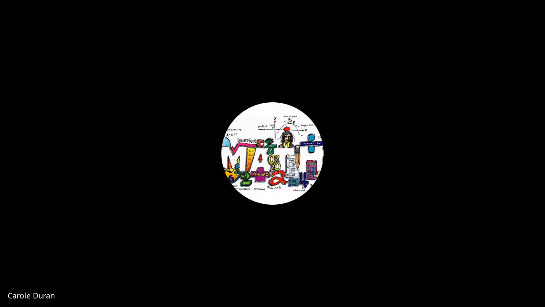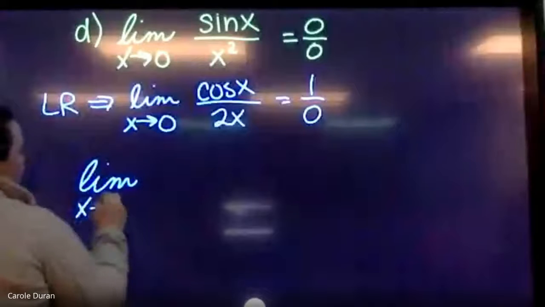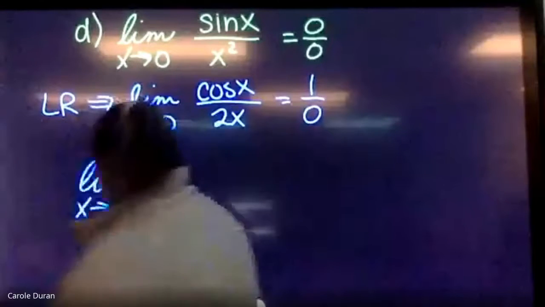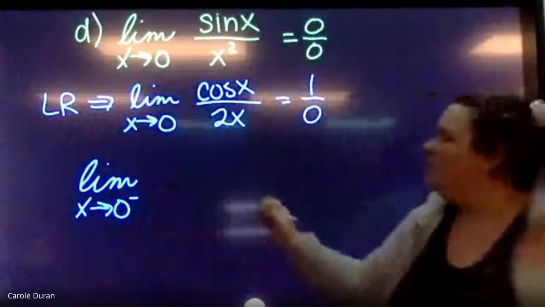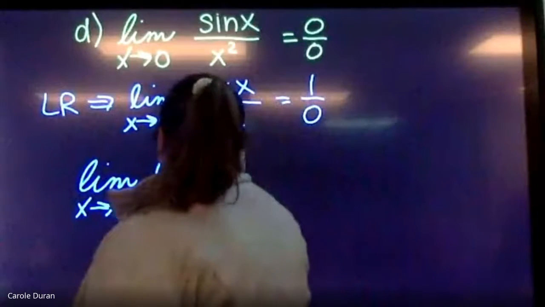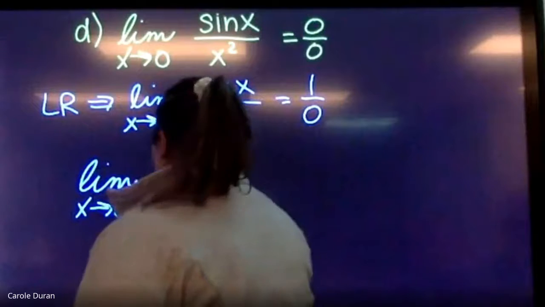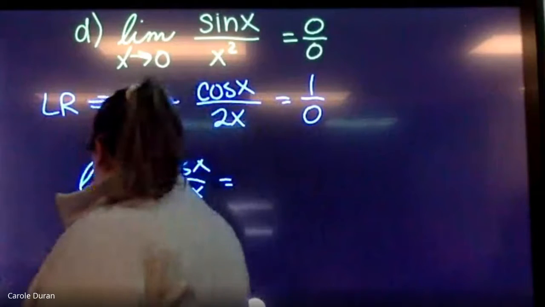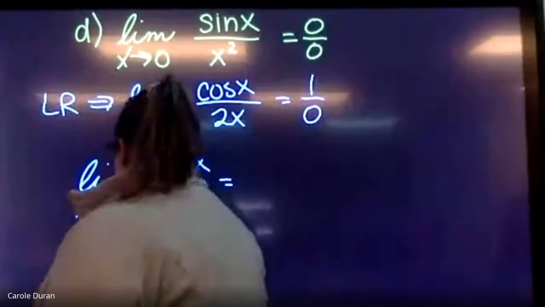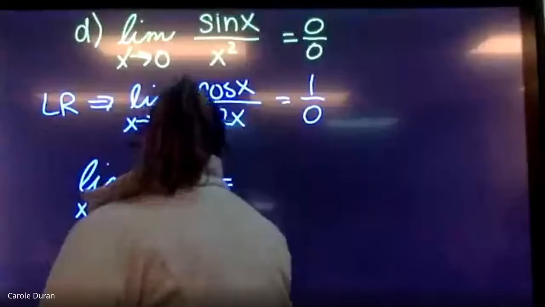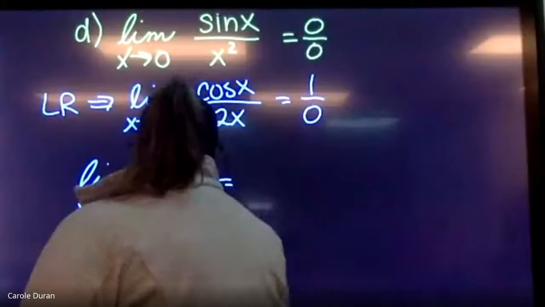And that's the way that we're going to practice now because it's been a while since we've done limits. Left and right. So we're going to do the limit as x goes to 0 from the left, which is 0 with a little negative, of cosine of x over 2x. And we're going to do the limit as x goes to 0 from the right, of cosine of x over 2x. And we can plug it straight into our calculator, which makes it really easy.